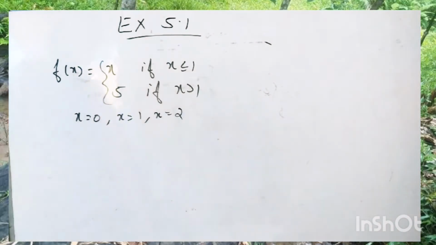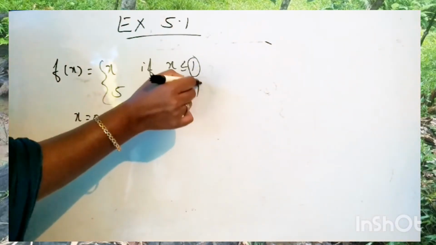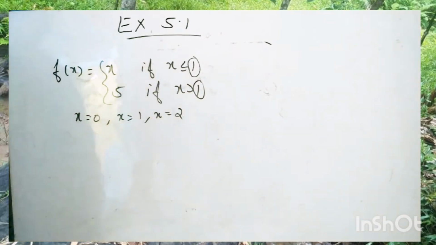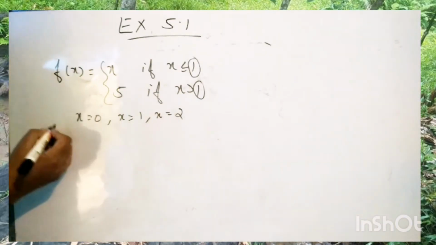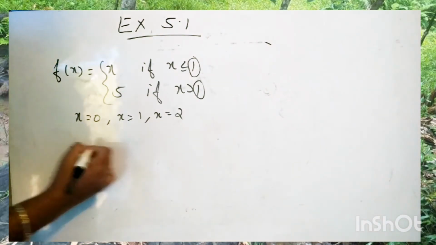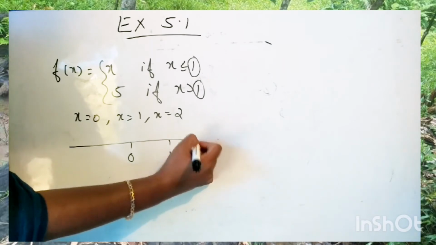Now, just look at the definition of this function. We can see that this function is split into 2. That means there is one breaking point. What is that breaking point here? The breaking point here is 1. Now, the first case. Just draw the real line: 0, 1, 2.